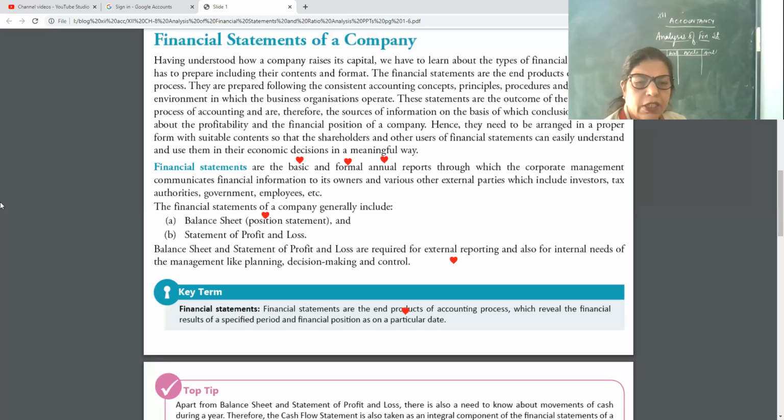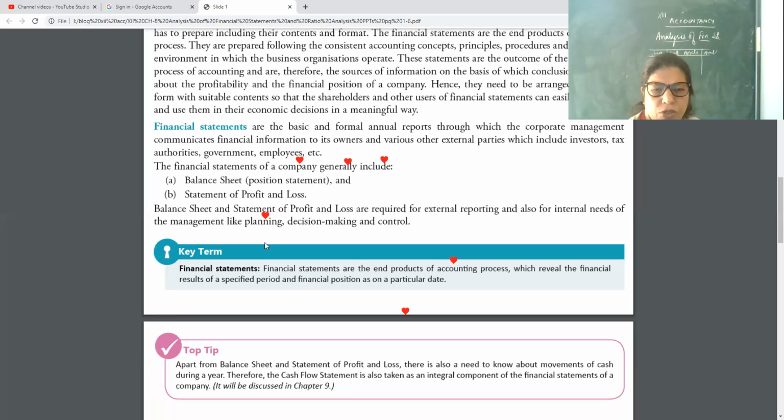You will check their financial position by the balance sheet. See how strong they are. And then the profitability through the statement of profit and loss, SOPL. When you are doing the investment, first of all, you will see their financial position and profitability. Then tax authorities, to impose the tax, also see the financial statements. So various users are there, and the balance sheet shows the position on that date and profit and loss for the specific period.